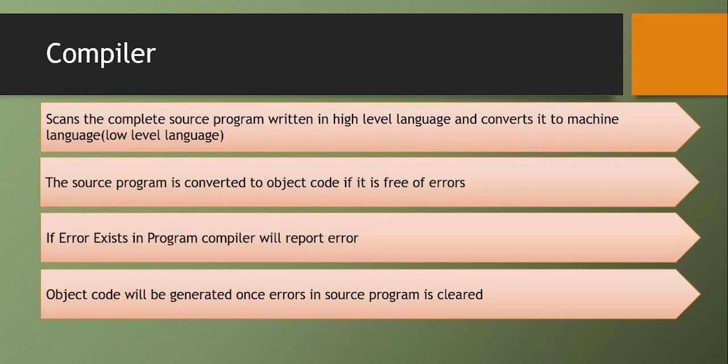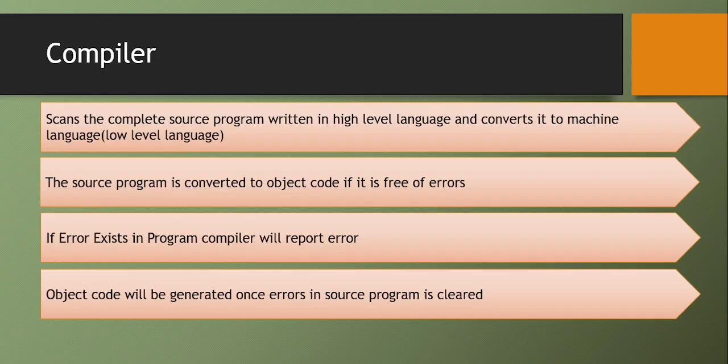Now, a compiler in general will scan a complete source program, which is written in any form of high level language, and then eventually that is converted to a low level language. The low level language is also called a machine language. The compiler actually takes the entire program. Might be a program has 10 lines or 50 lines or 100 lines, whatever the number of lines, the entire source program will be taken in one shot and converted to low level language.